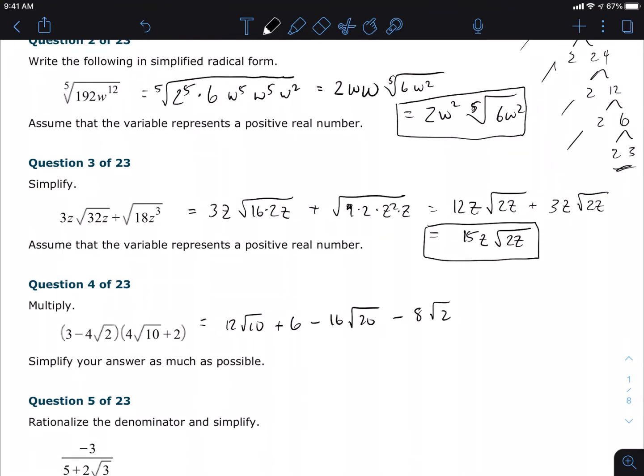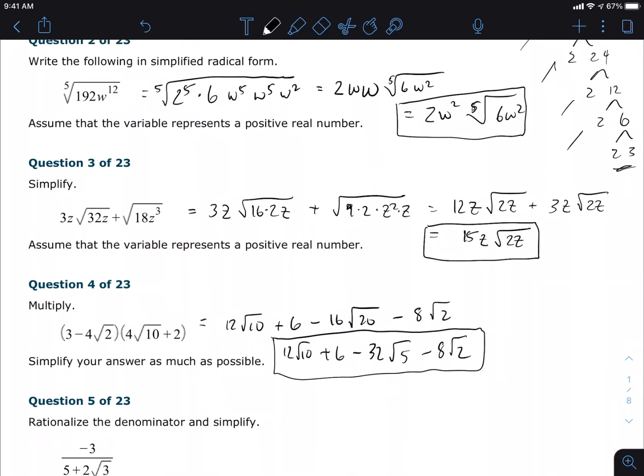And then what we're going to try to do is see if we can combine anything. So let's see if we can combine anything. I don't know if we really can. So what's going to end up happening is I'm going to have 12 root of 10 plus 6 minus, and then that can be broken down to a 4 and 5, right? So square root of 4 is 2, so that's going to be 32 square root of 5 minus 8 radical 2. And then there's nothing there to really be able to add up, so that is my answer.